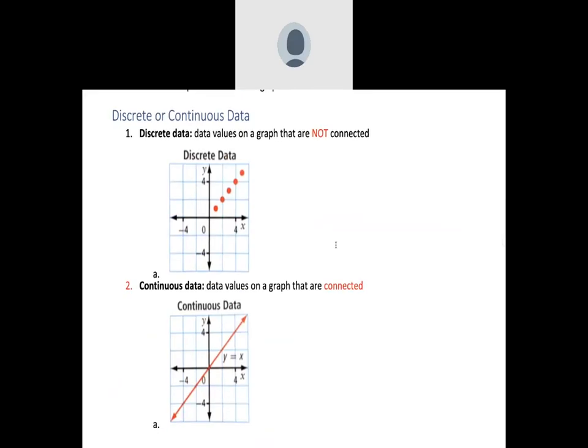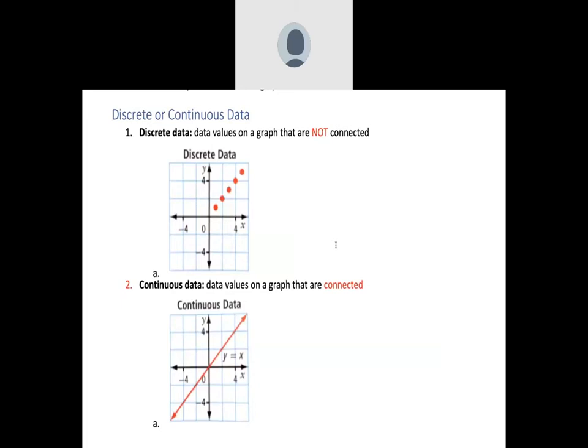Here we go. Discrete or continuous data, along with independent and dependent variables. If you want to pause the video and write this down, or if you just want to watch it and listen to my explanation, feel free to do either one. Discrete versus continuous is relatively straightforward. Discrete data basically means that you have certain points on a graph, or in a situation, that are not connected to each other in any sort of way. The best way to think about discrete data is there's no decimals between them.